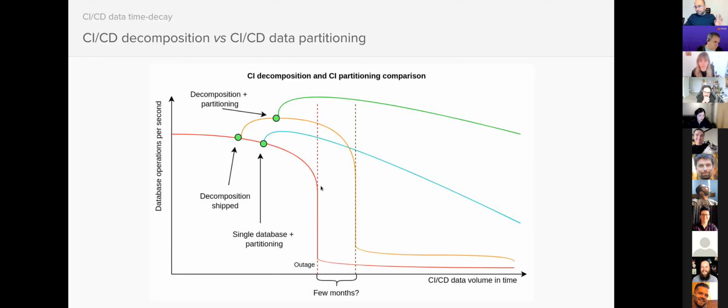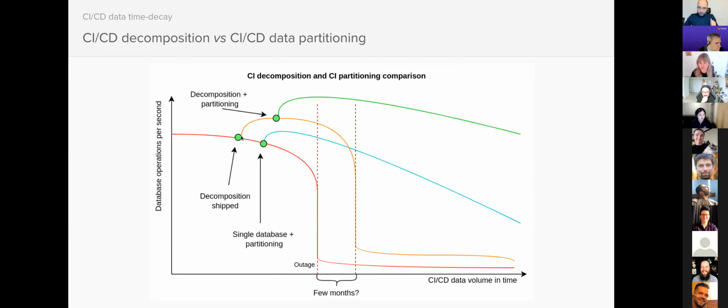At some point that will not be enough, and we will not be able to keep writing to the database at that rate. This is mostly about writes, because for reads we do have replicas. There's some overhead in adding more replicas, but there's a way to add more read capacity. You can write only to a primary database. So when we write too much, the CPU will saturate, the memory will saturate, and we will have an outage, as described here.